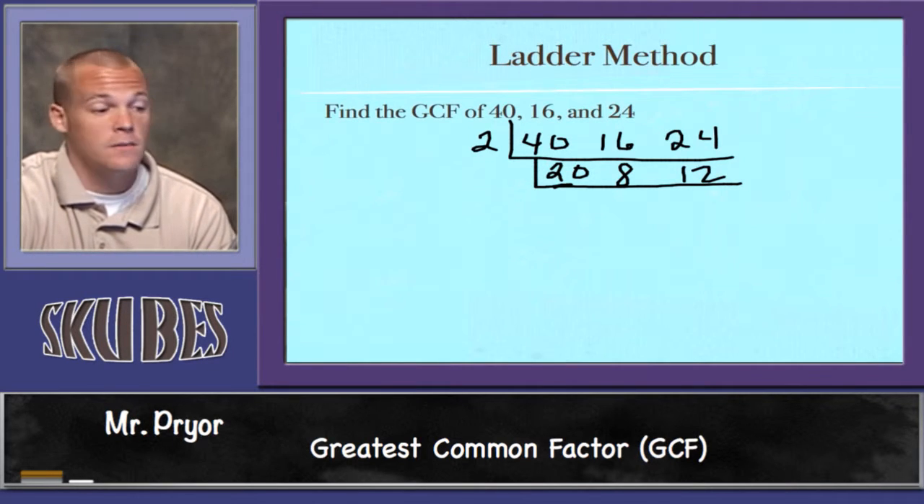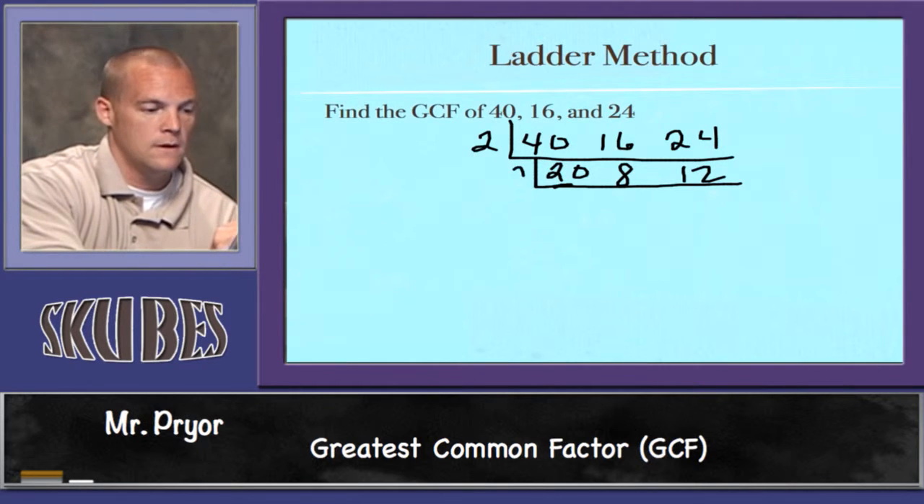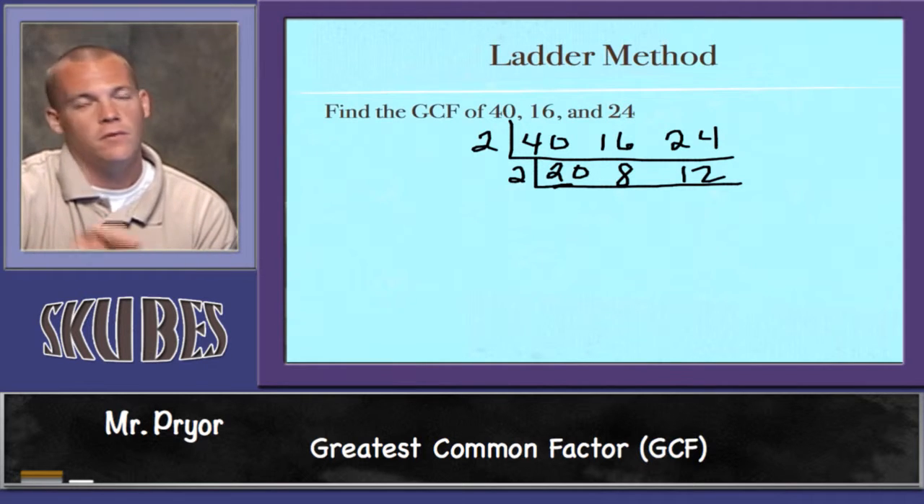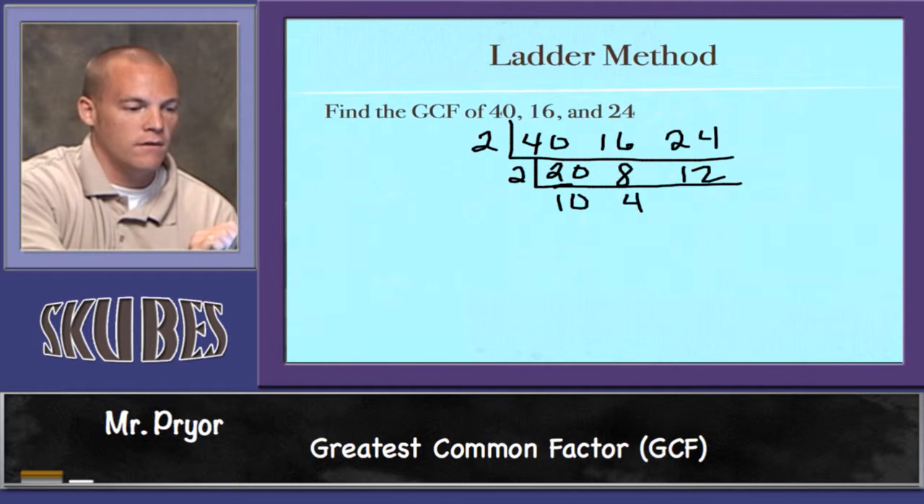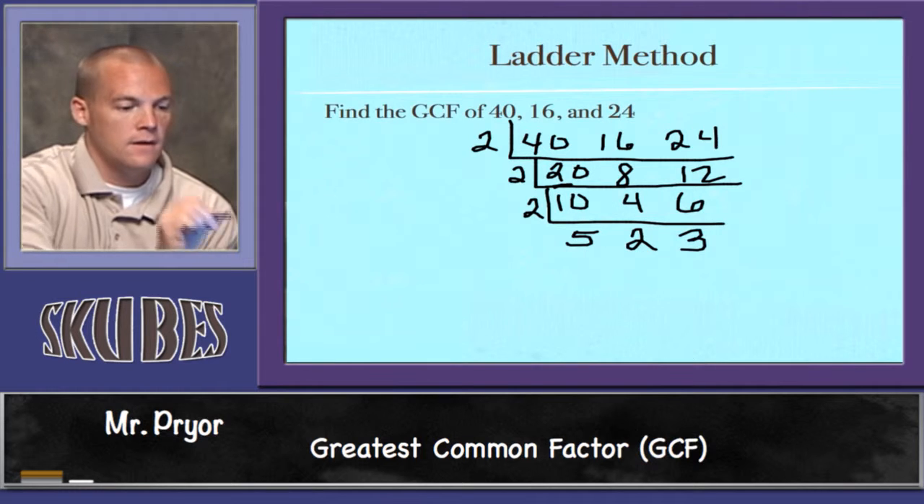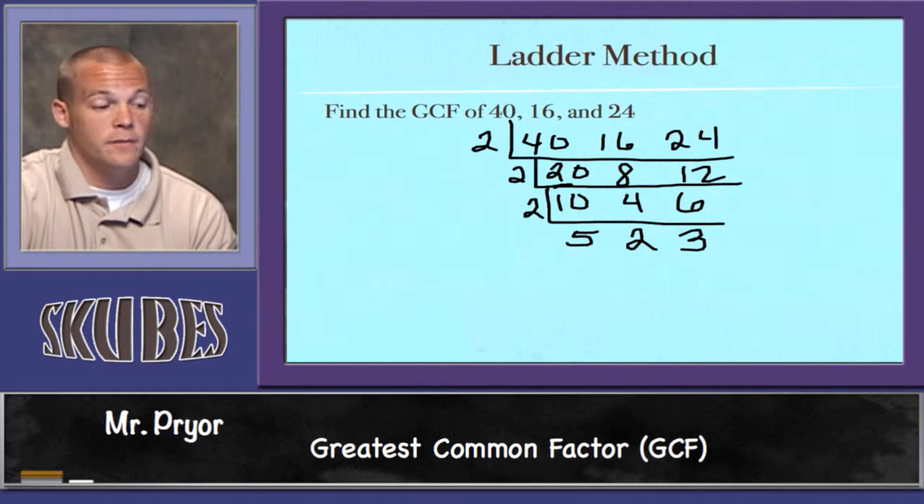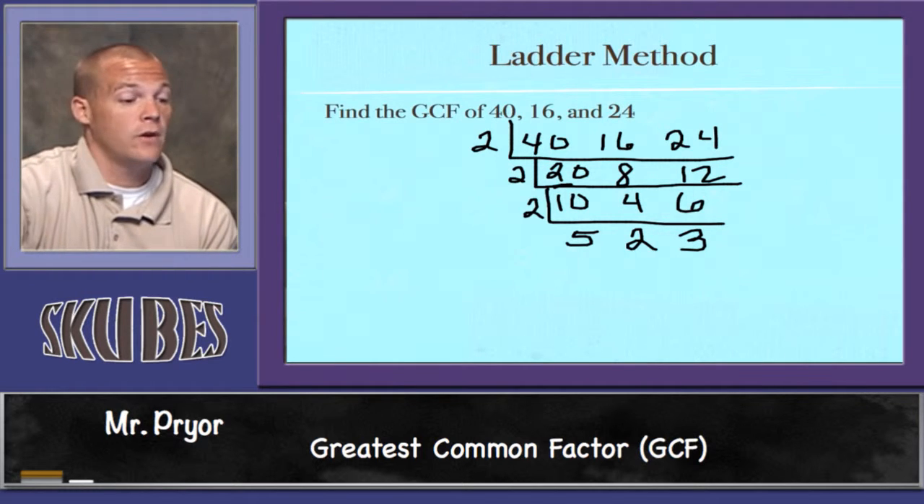So again, looking at those numbers, can we think of a number that goes into all of them evenly? Let's stick with 2. I realize that 4 can go into all of them, but let's stick with 2 for right now. So you can see 2 goes into 20 10 times, it goes into 8 4 times, and it goes into 12 6 times. And one more time, it looks like they're all divisible by 2. So it goes into 10 5 times, goes into 4 2 times, and it goes into 6 3 times. Okay? Now, is there a number that can go into 5, 2, and 3 all together evenly? No, other than 1. So we're finished.